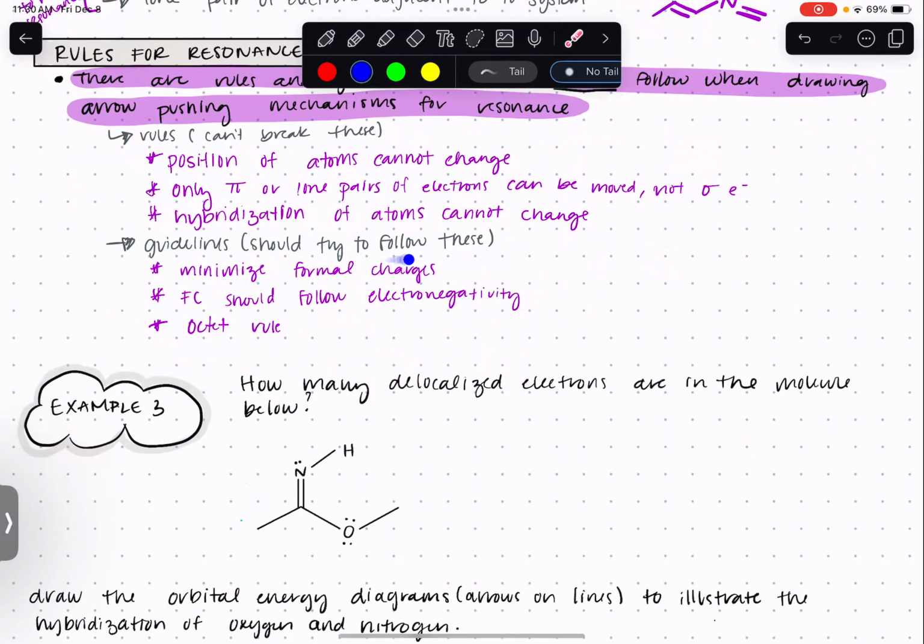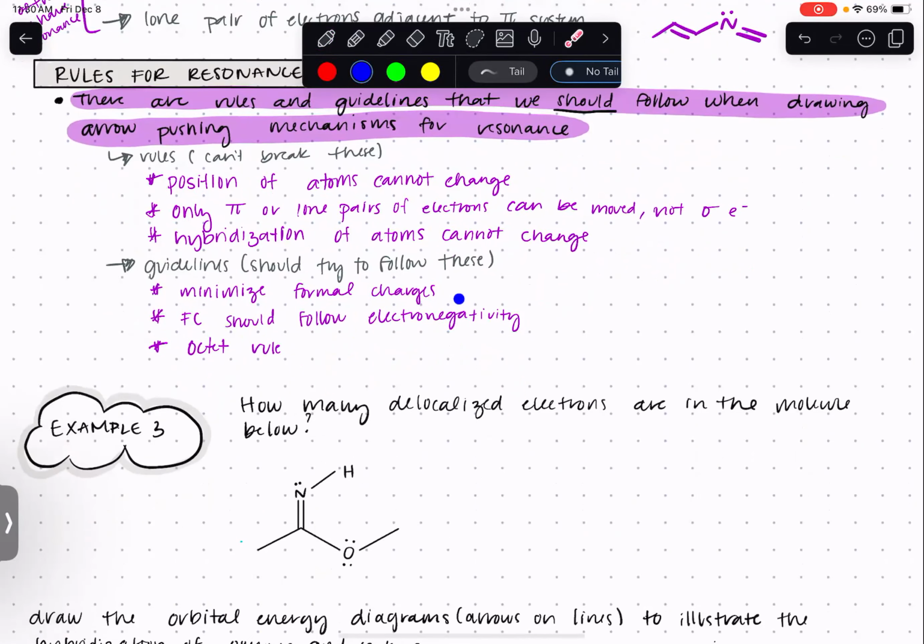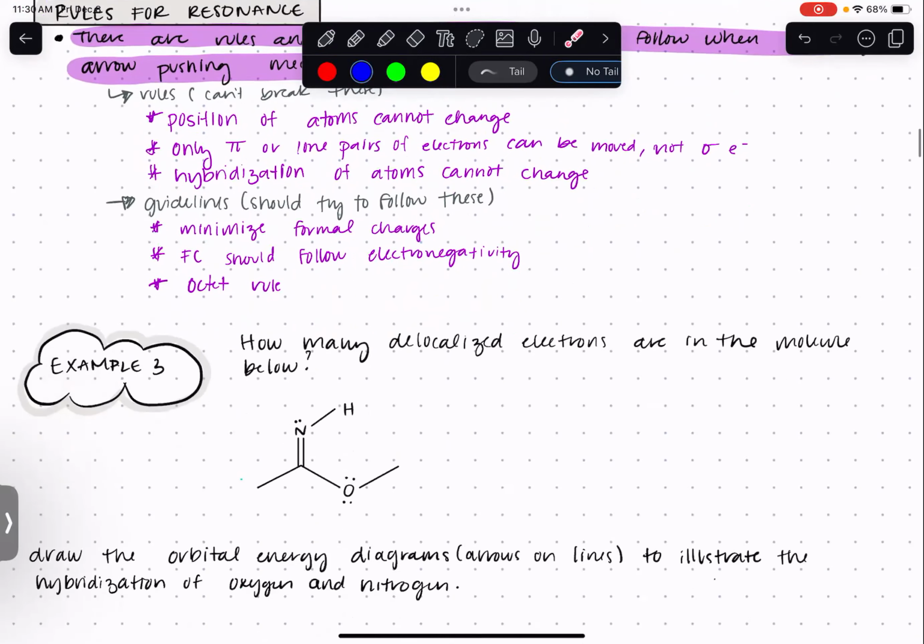And then guidelines, which are things that we should just try our best to follow, is that we want to minimize formal charges if possible. If we do have formal charges, though, they should follow electronegativity. So a negative charge is better for it to be on an oxygen or a fluorine or something like that, instead of something that's more positive. And then we also want to try and follow the octet rule. We can get less than 8 electrons, but you can't ever have more than 8 electrons. So that's something to be aware of as well.